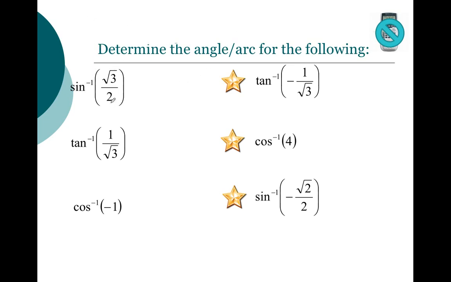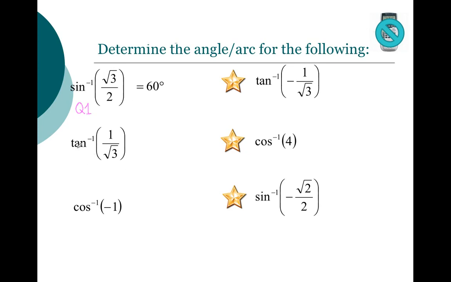Sine inverse of root 3 over 2. So where is sine root 3 over 2? What I like to think is this is positive. Sine is defined in quadrant 1 and 4. It's positive in quadrant 1, so I know my answer is going to be in quadrant 1. Sine is root 3 over 2 at 60 degrees.